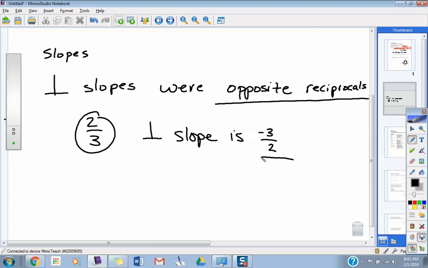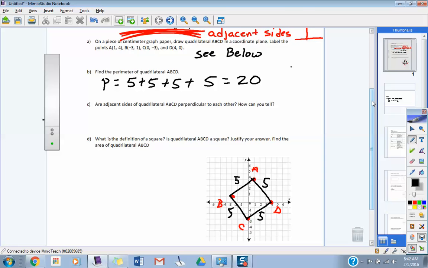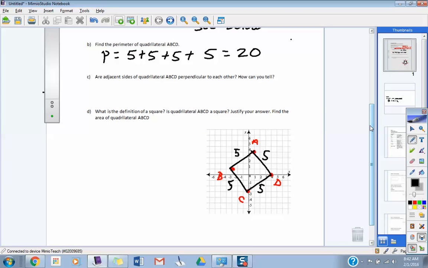So if you have opposite reciprocals of lines or line segments, as in the case we're about to look at, you'll know that those lines are perpendicular or form 90-degree interior angles. So as we look at part C, are the adjacent sides of quadrilateral ABCD perpendicular to each other? I'm going to talk about angle A, angle B, angle C, and angle D in this example. All right? So let's count.